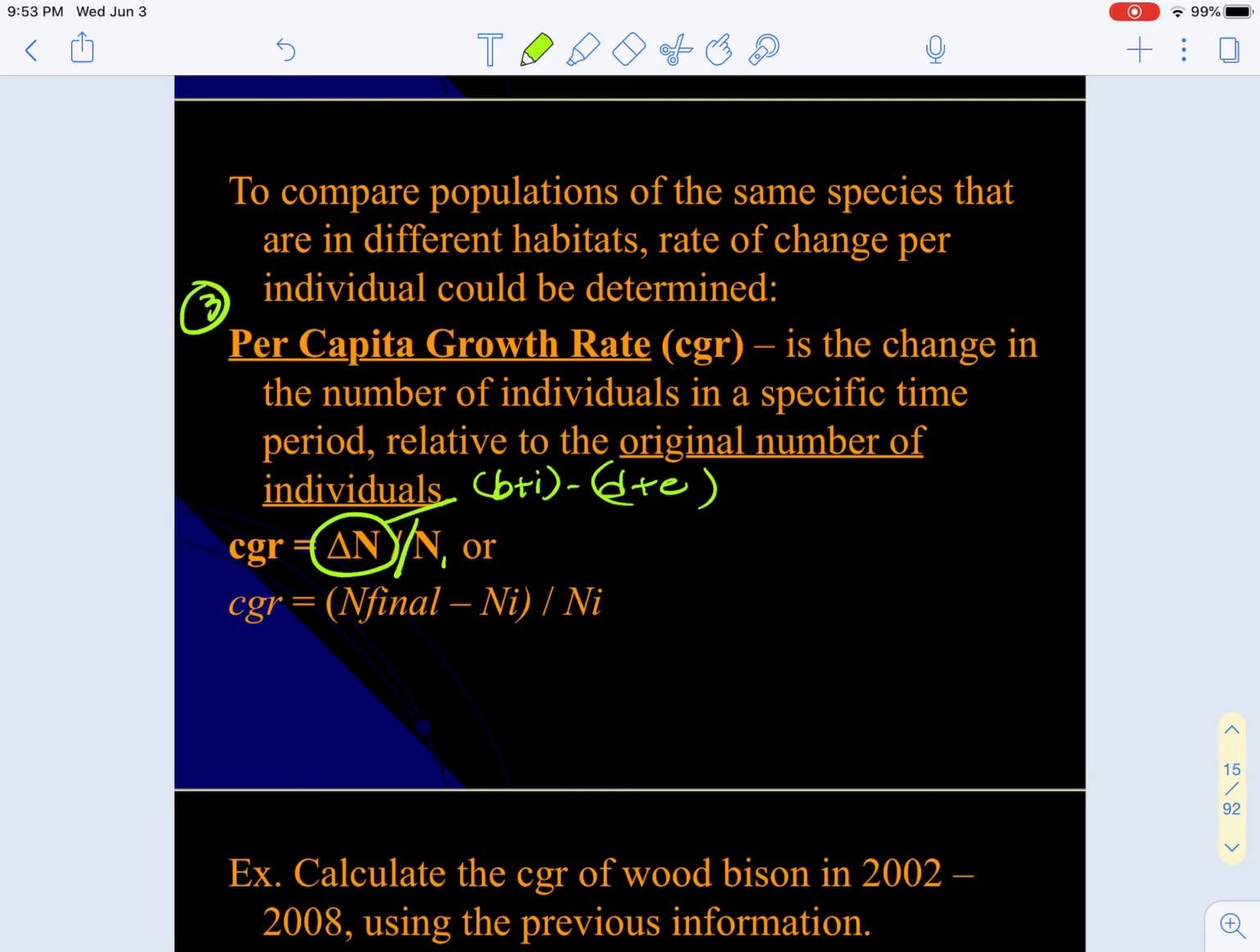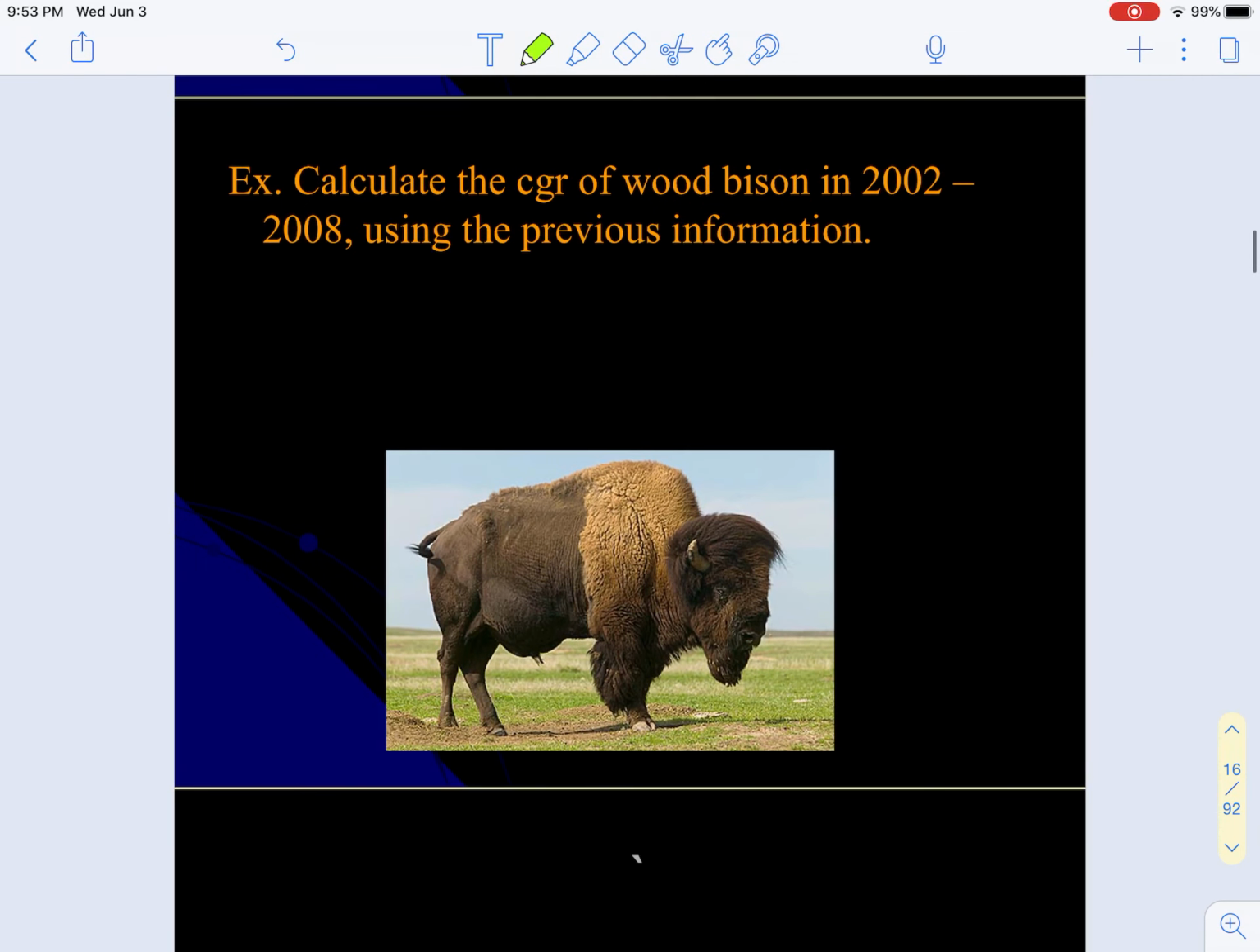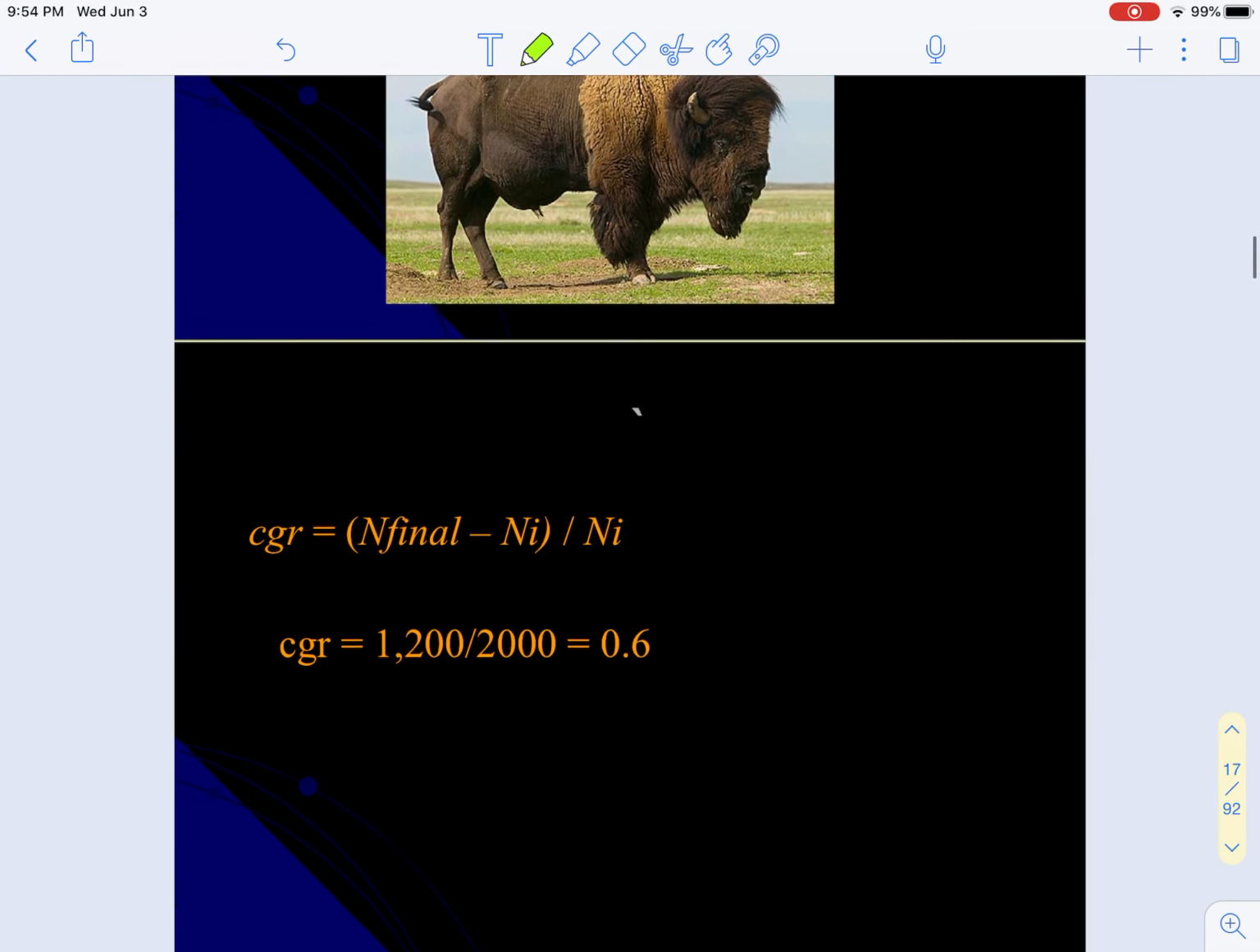Or they might just say final minus initial. There used to be this many and now there's this many. You subtract that by the original number. So your CGR could be the final minus initial population, or it could be the change in population calculated with all 4 factors. And that's always over the initial number that you had in the question.